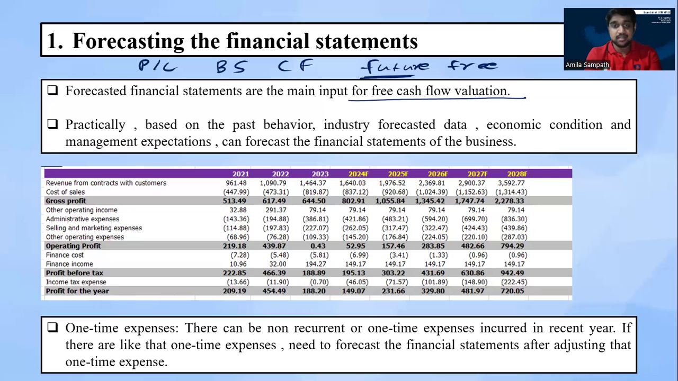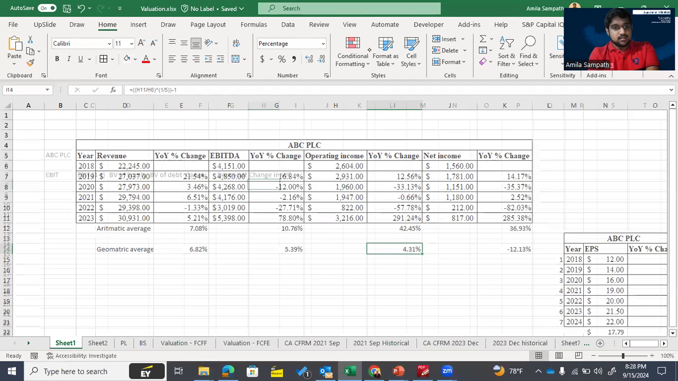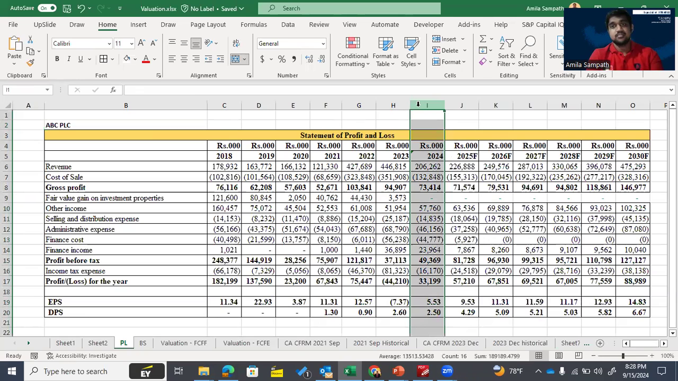Okay, in the practical scenario, we forecast our financial statements starting from our P&L. As I told you, I have created a hypothetical company. Let's name this ABC PLC. Their latest year ended 31st March 2024. Let's assume the latest financial year of the historical period is 31st March 2024.